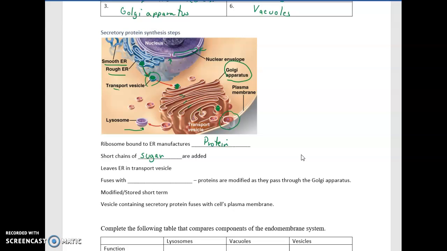So let's go fill in our spots here. It fuses with the Golgi apparatus. Modified in short term. So you can think of it as a warehouse. I've also heard post office. That things come in and they get sorted and shifted around, and then they get shipped off again. Then they're modified and they fuse with the cell membrane.